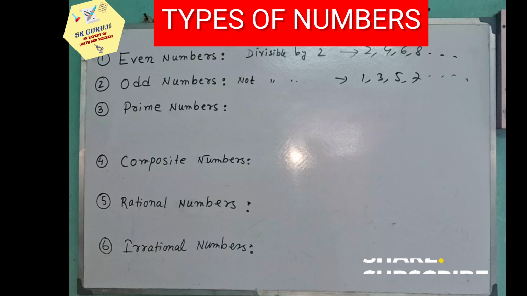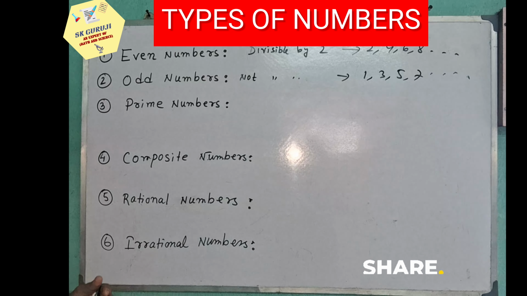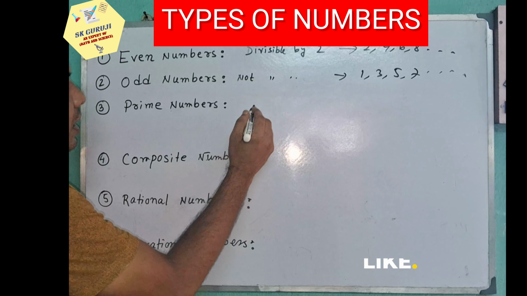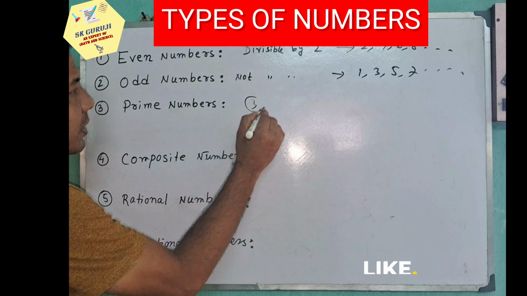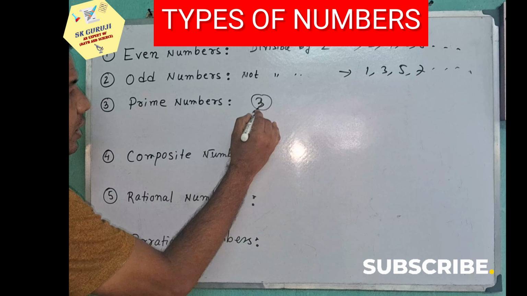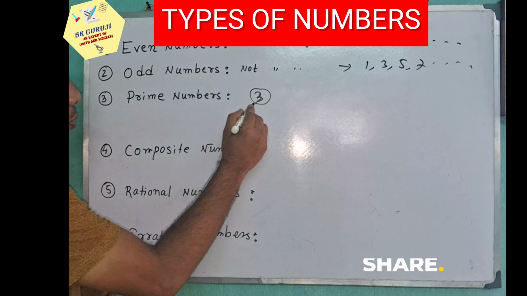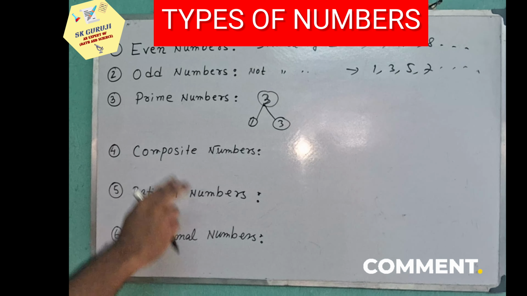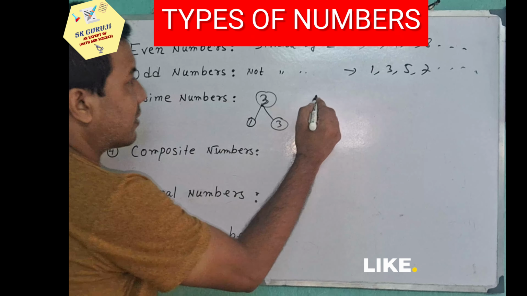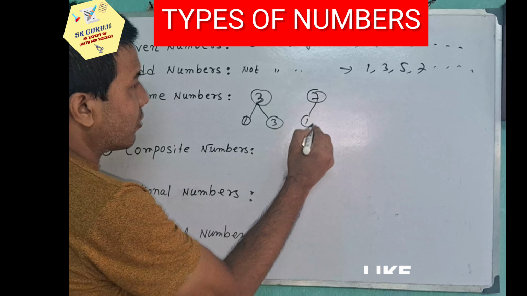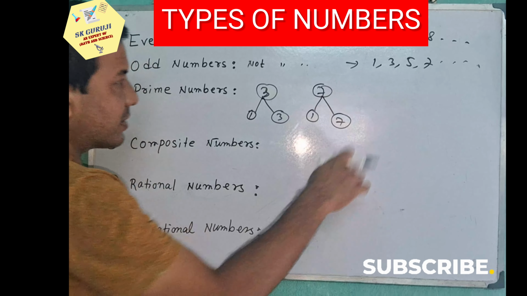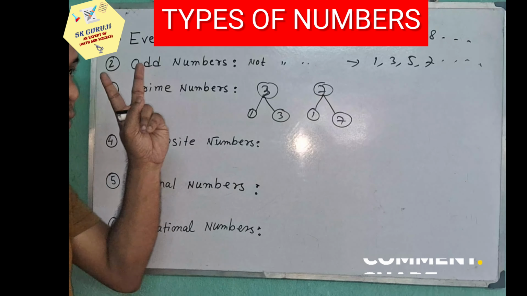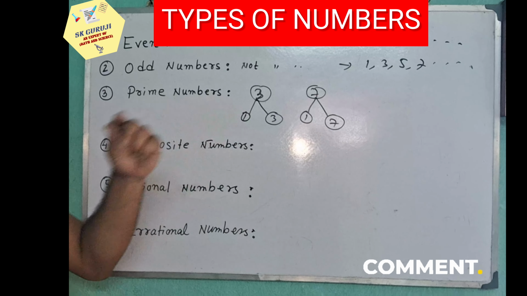Next one, prime numbers. This is a very important type of number. Prime numbers have only 2 factors. That means only 2 factors, such as 3. 3 has 2 factors, 1 and 3. The number having only 2 factors. 7 has only 2 factors, 1 and 7. Such numbers are called prime numbers. That means the numbers having only 2 factors are called prime numbers.